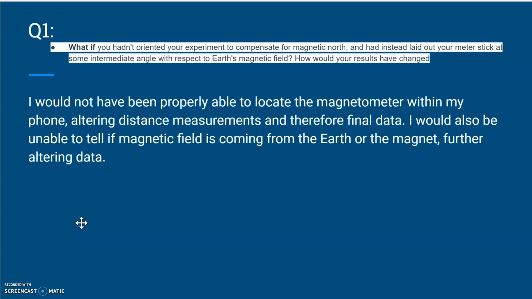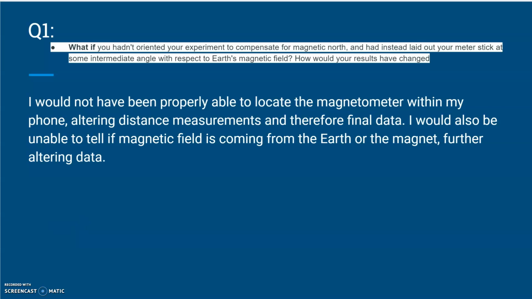Question 1 asks, what if we hadn't oriented our experiment to compensate for magnetic north as I described, and had instead laid out the meter stick at some intermediate angle with respect to Earth's magnetic field, and how our results would have changed. First, I wouldn't have been properly able to locate the magnetometer within my phone. This would alter distance measurements and render them inaccurate, and therefore affect final data. I would also be unable to tell if the magnetic field is coming from the Earth or the magnet, further altering the data.